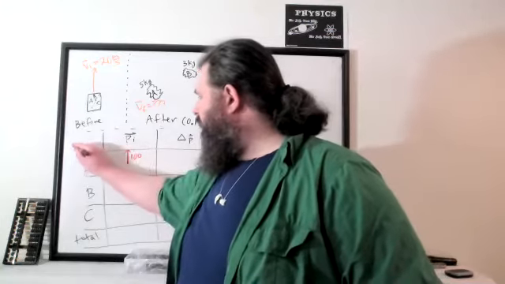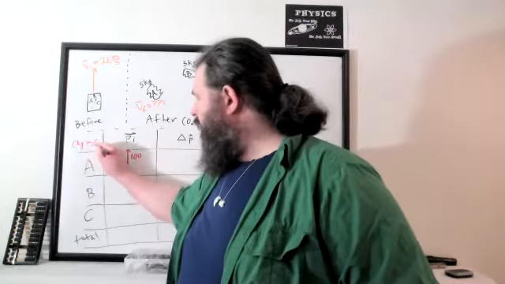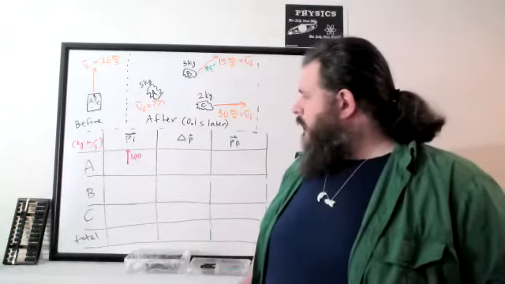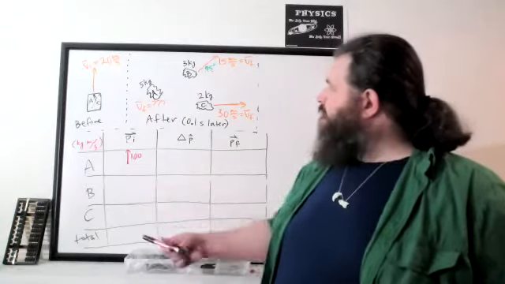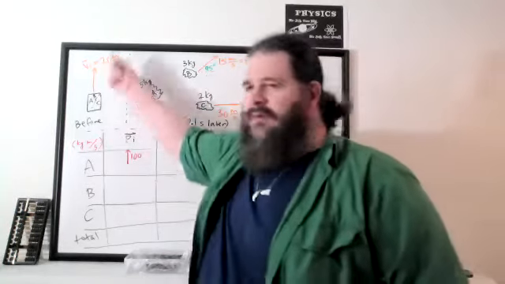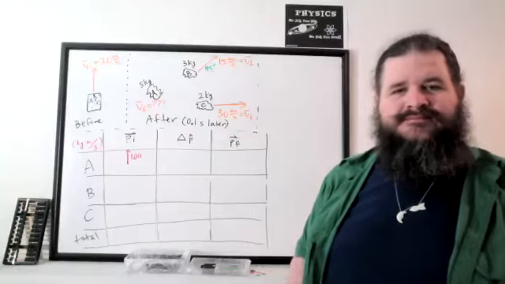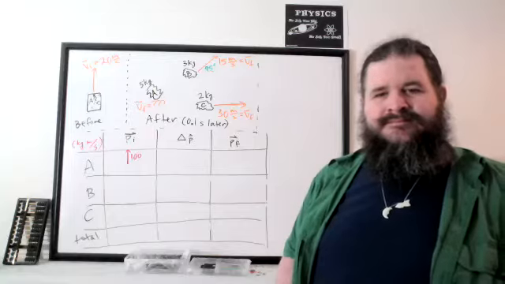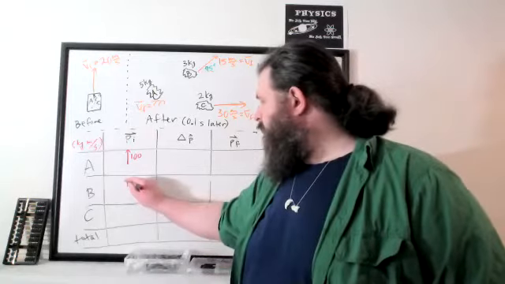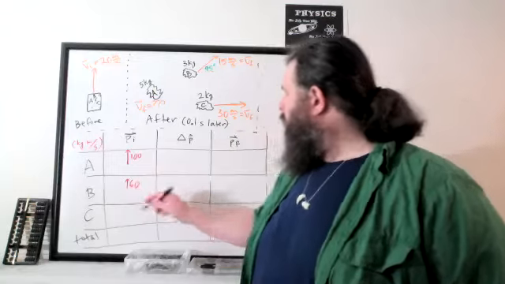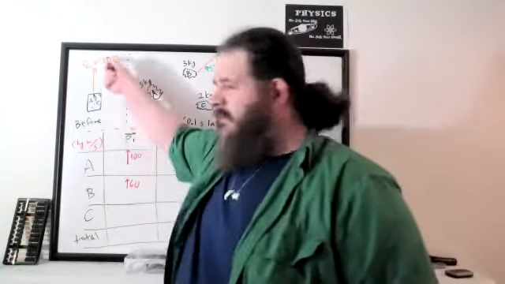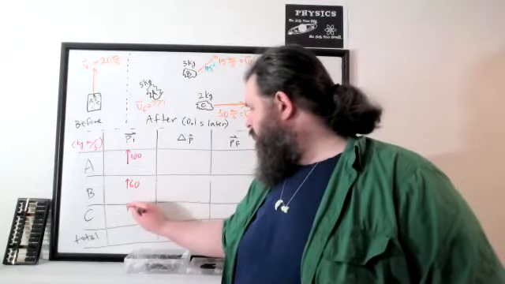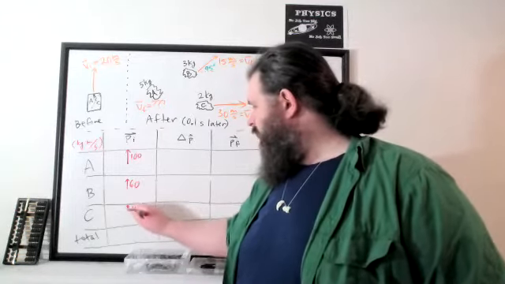And since everything is in kilogram meters per second, I'm just going to write that off to the side as a reminder and not bother writing kilogram meters per second every time. And what about object B? That's 3 kilograms moving upwards at 20 meters per second. So what would that be? Yeah, 60. And object C was 2 kilograms times 20 meters per second. So that gives us 40 kilogram meters per second upwards.